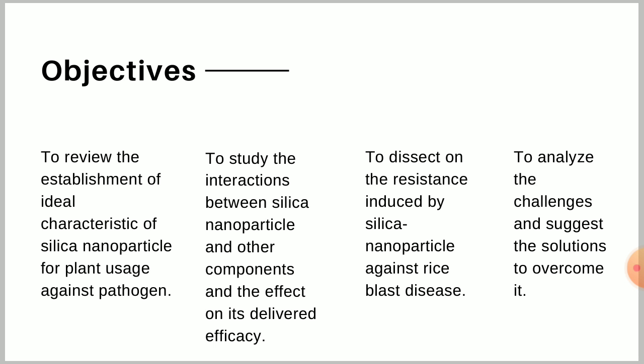Next, we have four objectives here, which are to review the establishment of ideal characteristics of silica nanoparticle for plant usage against pathogen. Next, to study the interactions between silica nanoparticle and other components and the effect on its delivered efficacy. The third one is to dissect the resistance induced by silica nanoparticle against rice blast disease. And the fourth one is to analyze the challenges and suggest the solutions to overcome them.